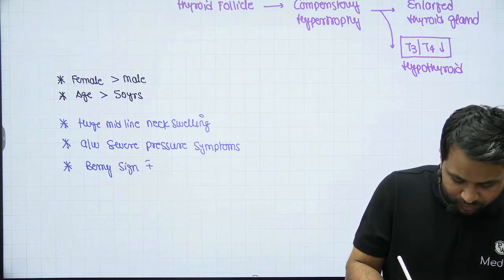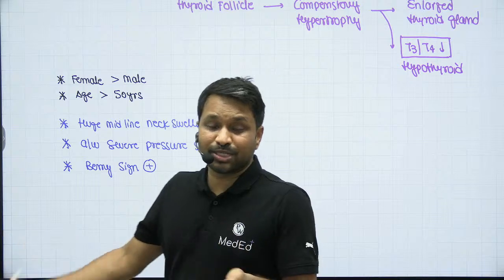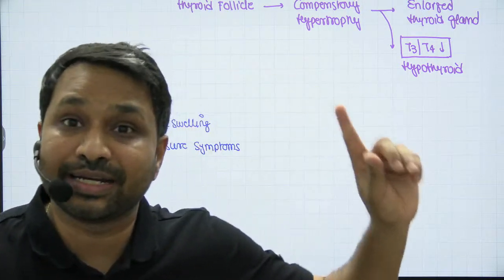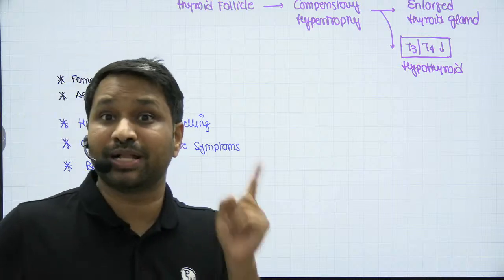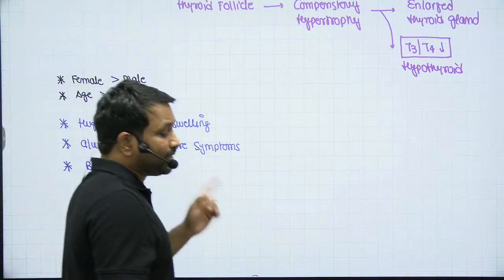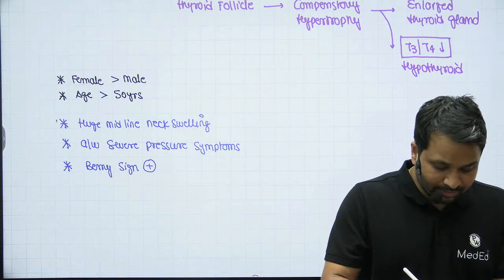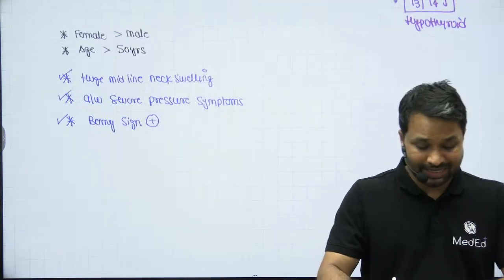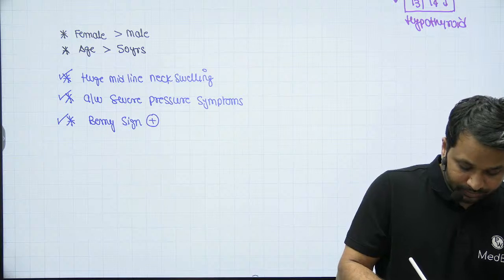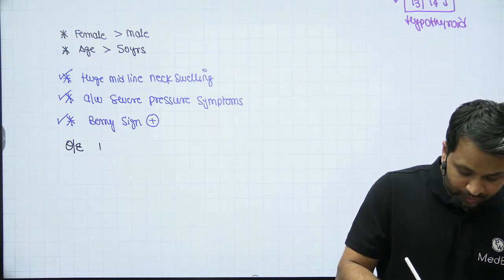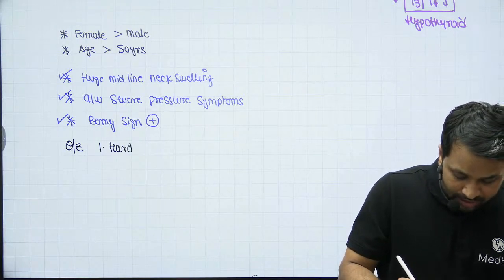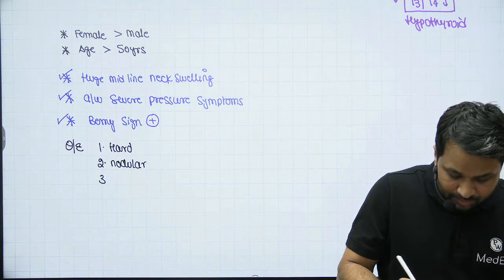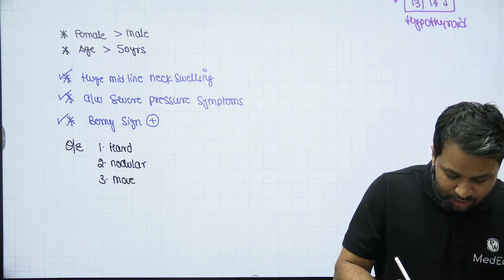You remember, we have already discussed in detail in our previous lecture what Berry sign positive is. It is an impalpable carotid pulse at its normal location. It is not an absent carotid pulse. There is a huge swelling in the midline of the neck. It is associated with severe pressure symptoms. There will be presence of Berry sign. When you examine, what do you find? It is going to be hard. It is going to be nodular. And remember, the movement with deglutition.